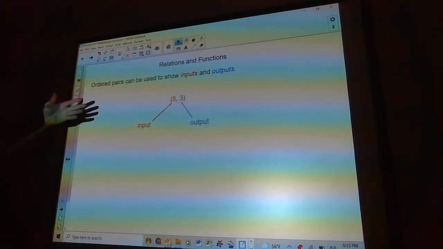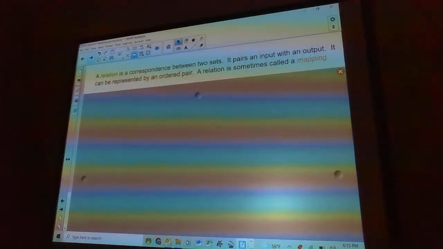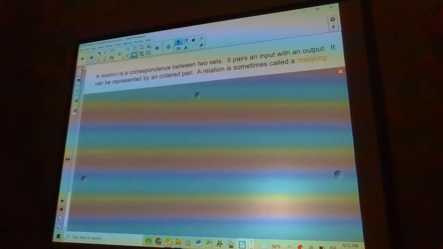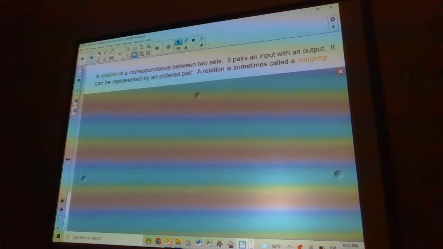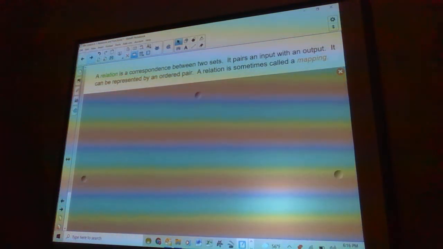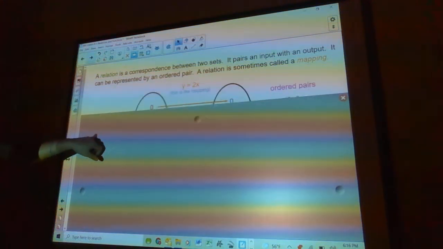Now, how does this go with relations? Well, a relation is a correspondence between two sets. It pairs an input with an output, and it can be represented by an ordered pair. So anytime you see an ordered pair, that's going to be a relation. A relation is sometimes called a mapping.